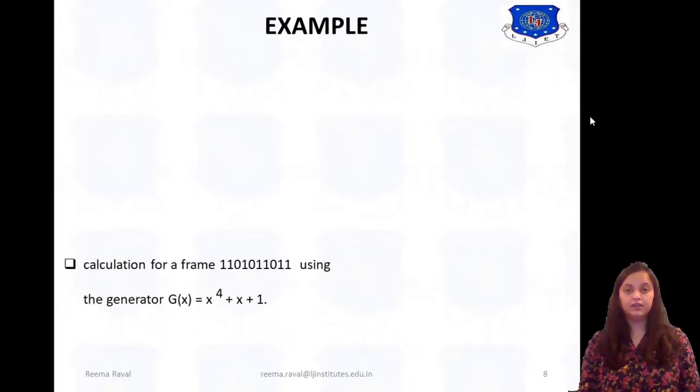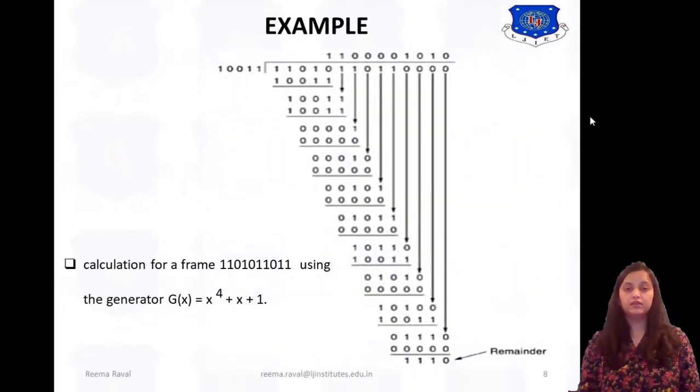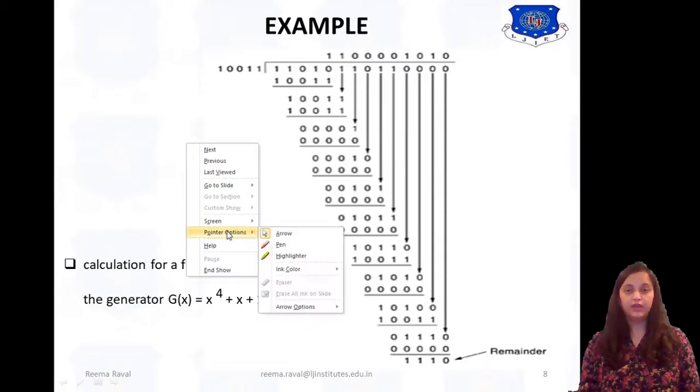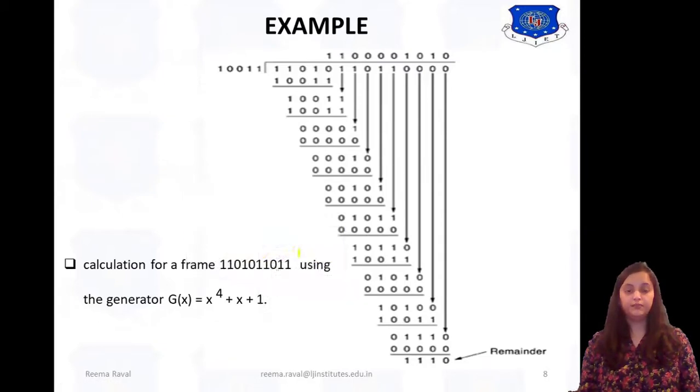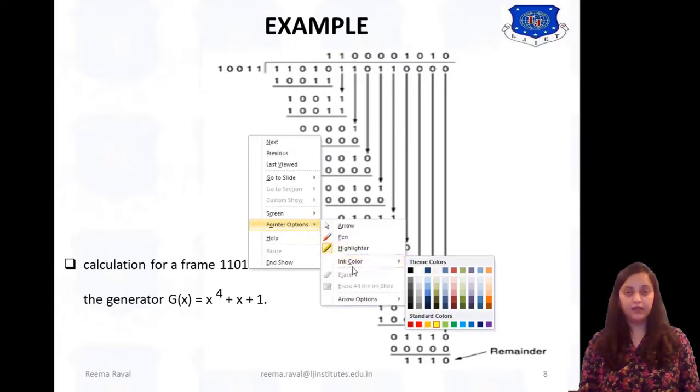Here you are asked to calculate a frame using the generator matrix given. Okay, so this is the procedure. Now what you need to do is, first of all, you need to make the given frame sequence by appending the generator matrix power.